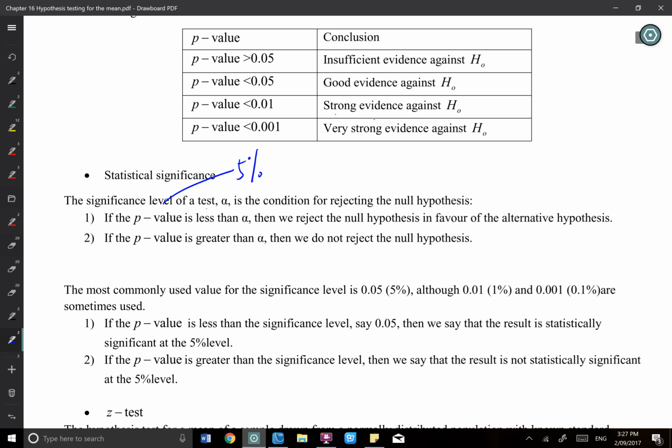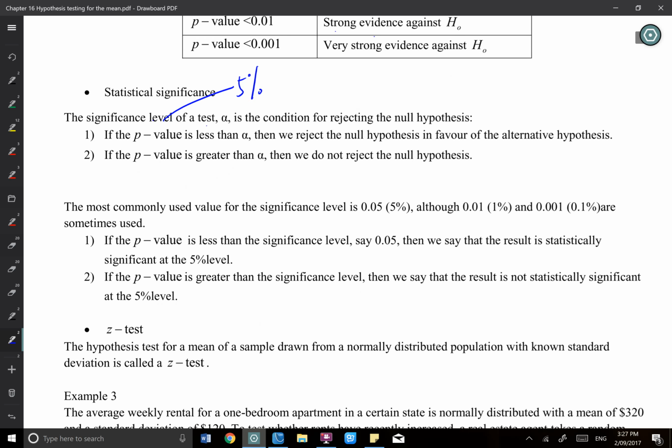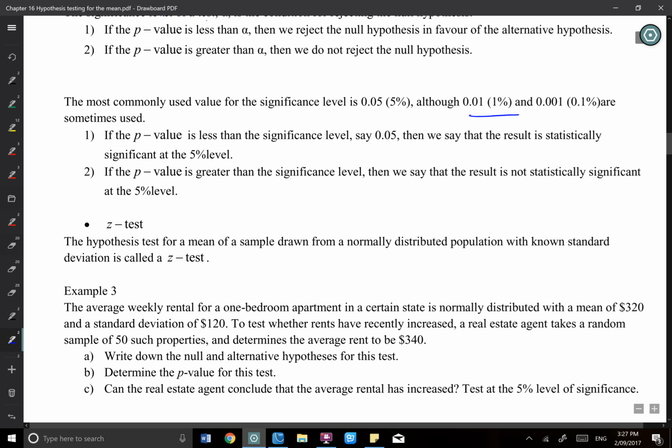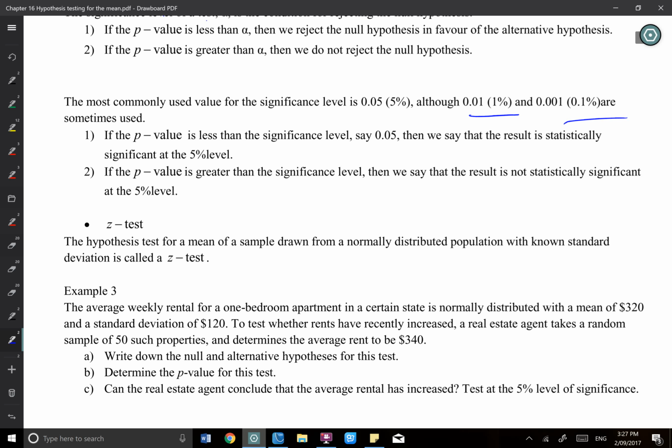We reject the null hypothesis in favor of the alternative hypothesis. We didn't say we accept it. I just say it's more likely to be that. The most common value we use is 5%. There's still 1% and 0.1% also used in some cases. It depends on what it's asking. Normally it's 5%.